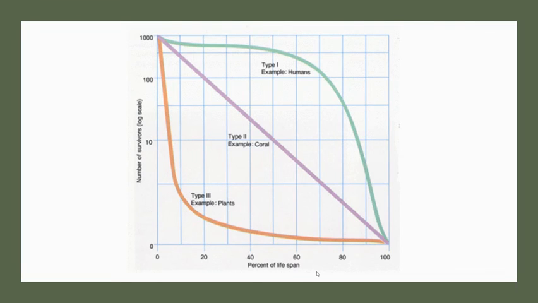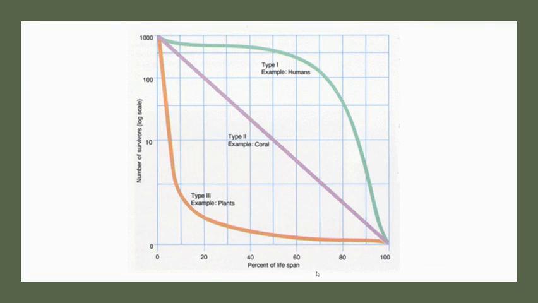This is contrasted greatly with the type 3 survivorship curve, which is R-selected species, where the number of survivors drops off very quickly because they produce a lot of offspring, but very few of them survive. But the ones who do survive tend to live for a very long time. This is very typical of plants. Think trees. It's very common for trees.